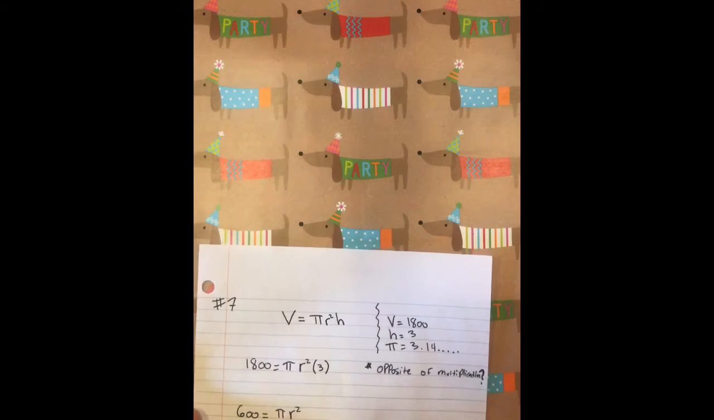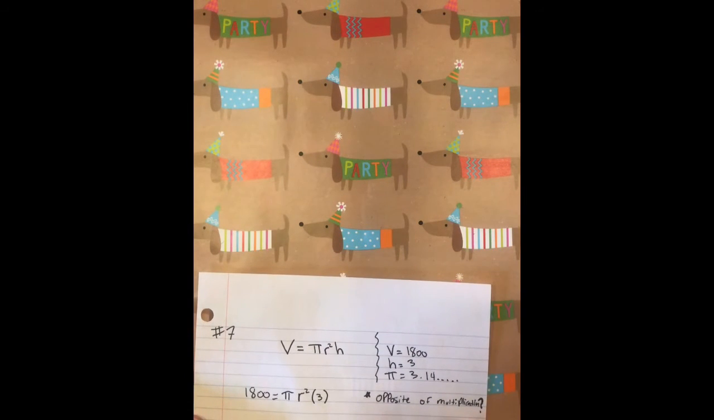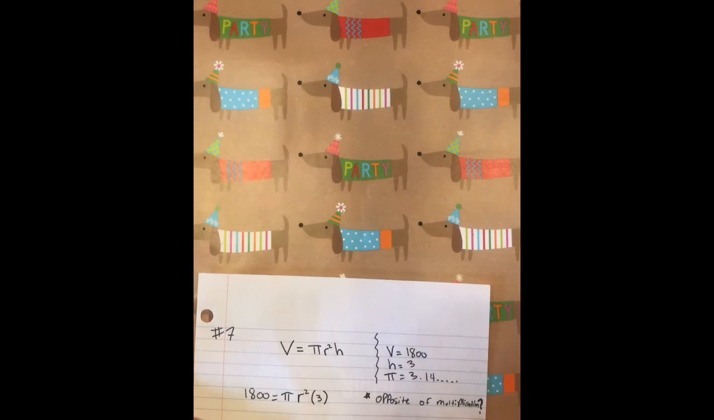So here we go. It says a city is planning a circular fountain. The depth of that fountain will be 3 feet and the volume will be 1,800 feet cubed. Find the radius of the fountain using the equation V equals pi r squared h, where V is the volume, r is the radius, h is the depth. Round to the nearest whole number.